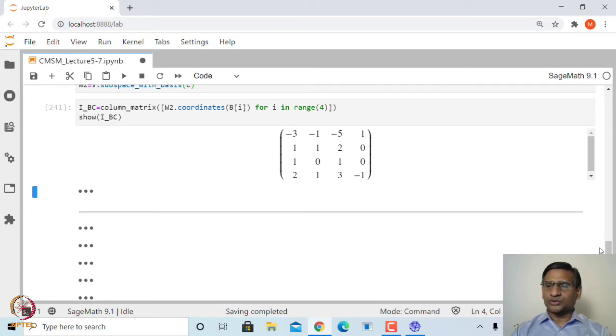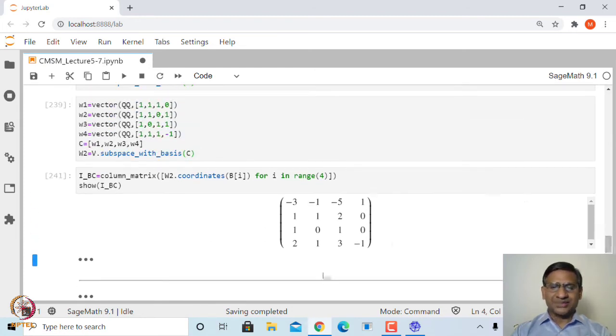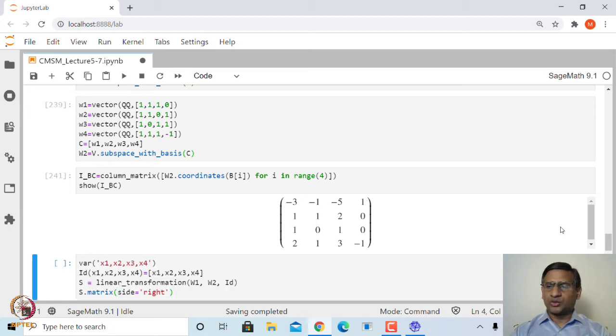Now what is it that we want to show? We want to show that this matrix is nothing but the matrix of the linear transformation, the identity linear transformation from V to V, with respect to basis B on the domain and C on the codomain. Right. So let us do that.